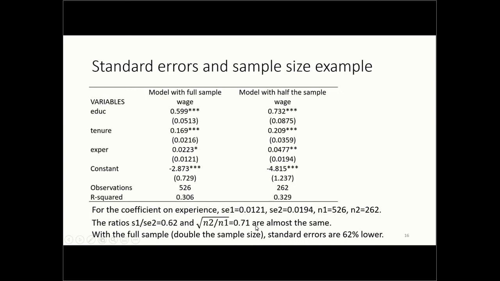So these ratios are almost the same. In other words, as the sample size doubles, going from the half sample to the full sample, the standard errors are lower by about 62%. This is what happens with a large sample. In general, the standard errors go down, and in general the significance goes up, though that's not the case here.